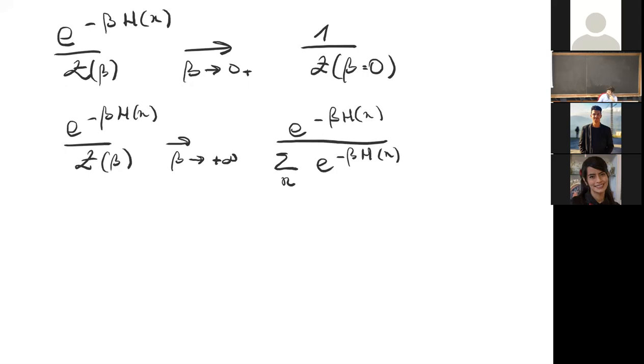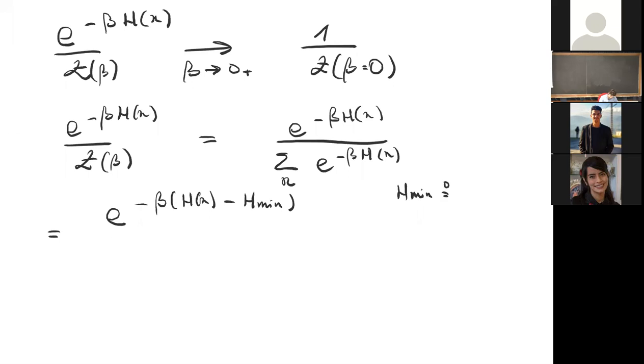But one trick here to understand what happens is to rewrite this as exponential minus beta the energy minus what I will call h min. What is this h min? Is the minimal energy. This is the minimum of the function of the Hamiltonian. Okay? So h min, by definition, is the minimum with respect to x of hx. It's a number, okay?